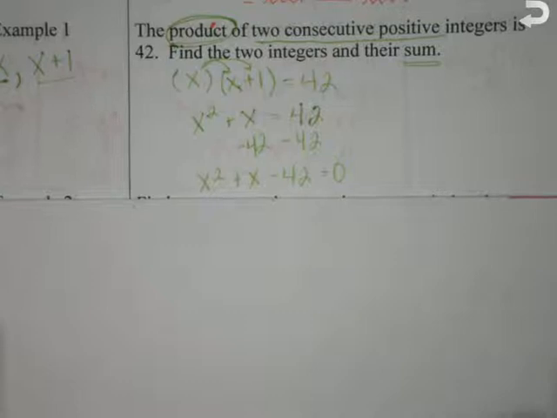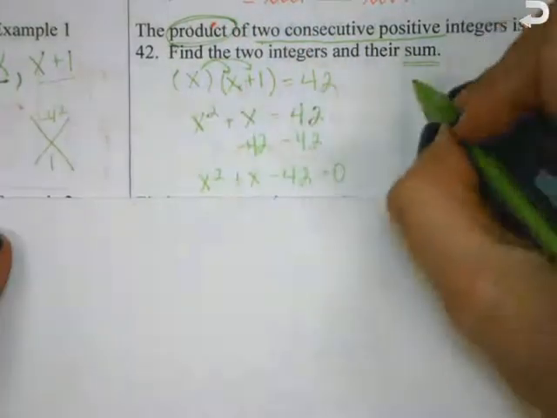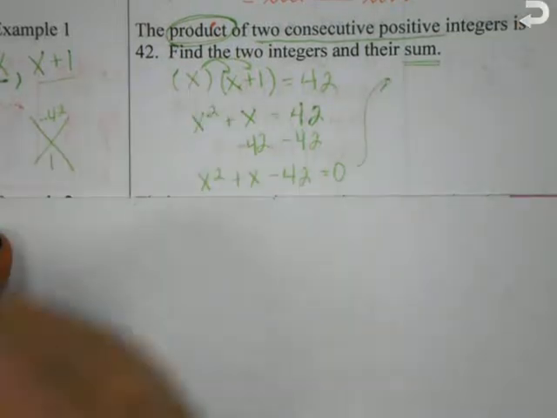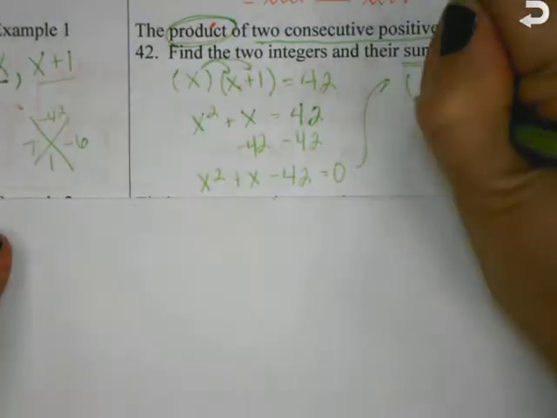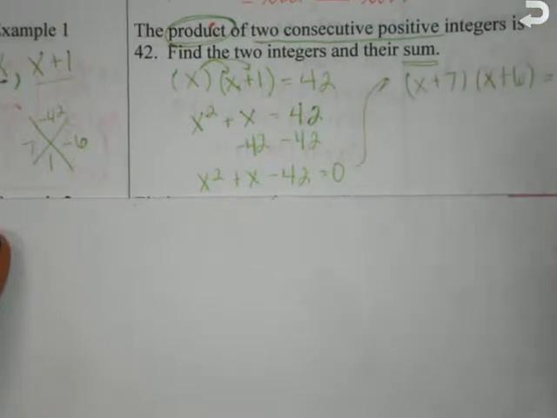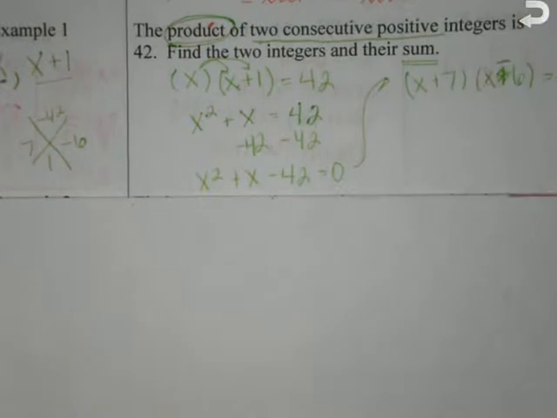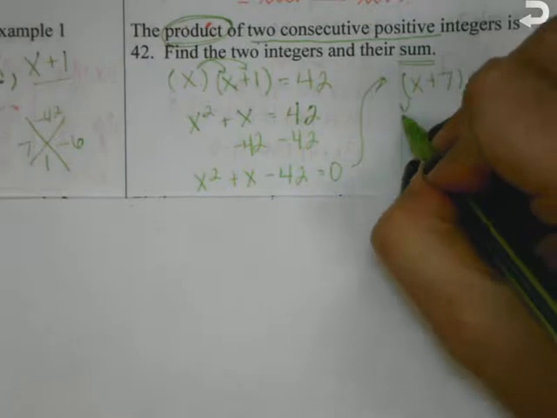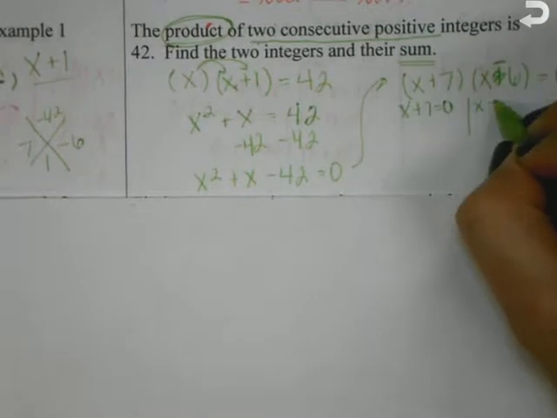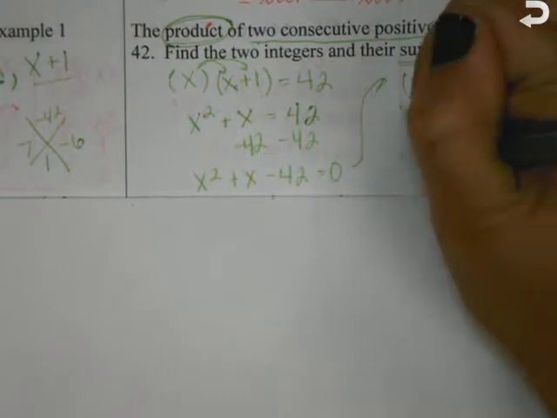So using diamond method on that, what two numbers multiply to negative 42 and add up to positive 1? Good. Positive 7, negative 6. So that is x plus 7 times x plus 6 equals 0. Oh wait, x minus 6, sorry. Set each one equal to 0. So x plus 7 equals 0. x minus 6 equals 0. Subtract 7, so x equals negative 7. Add 6, so x equals positive 6.